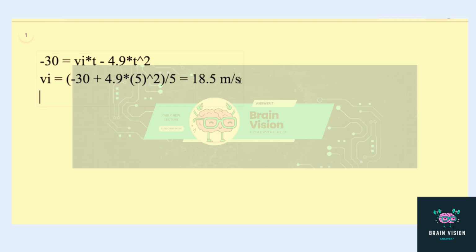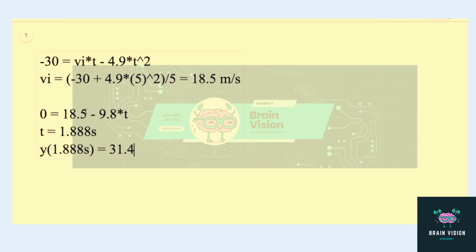So at the apex the velocity is 0, and we know that the initial velocity is 18.5. So 18.5 minus little g times time, solving for time, and we find that 1.8888 seconds after the egg is released, it reaches its apex. Now plugging this time back into our position equation above, we find its maximum height is 31.4 meters.